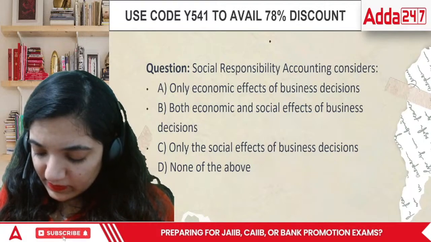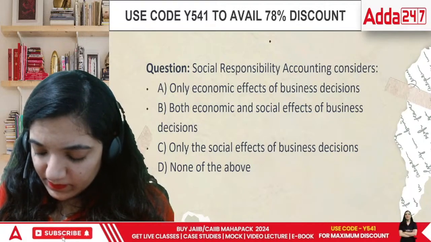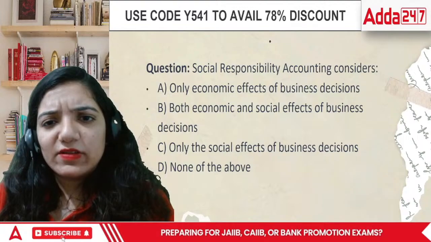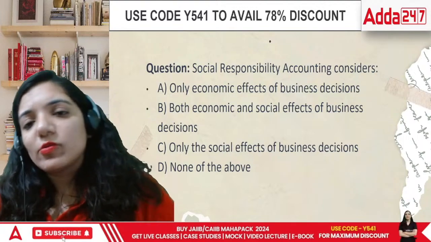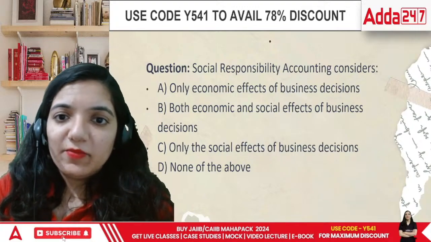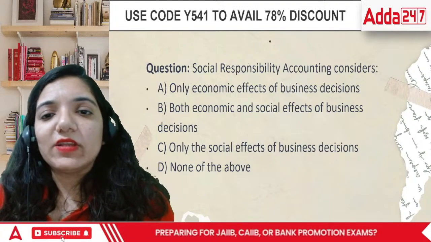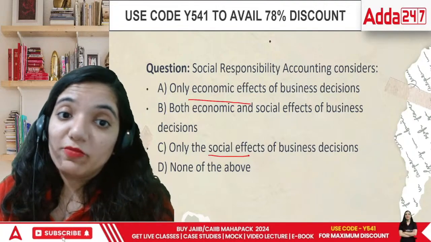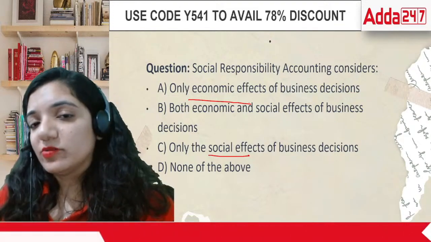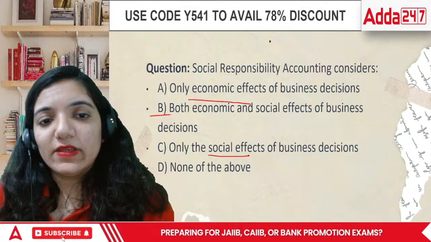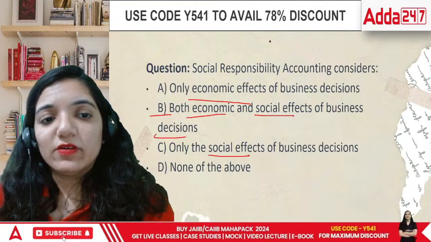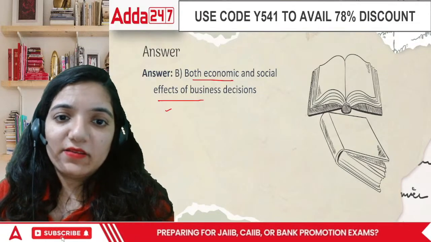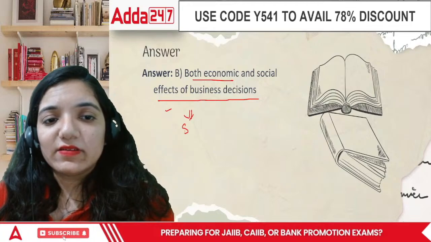So, what would be the answer? Only economic effects of the decisions, both economic and social effects, only the social effects of the business transactions. What do we record? But the point is, the business cannot record only the social effects because it is just not possible for them to record. They can always record economic effects, but only social is not possible. So what they do is they record both. They record both economic and social effects of the business decisions. So both economic decisions and the social decisions are to be stated.